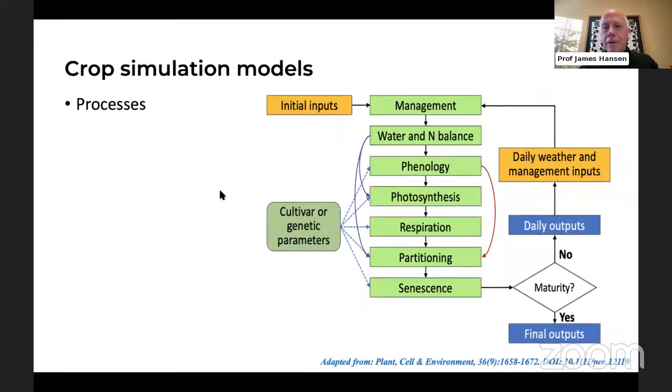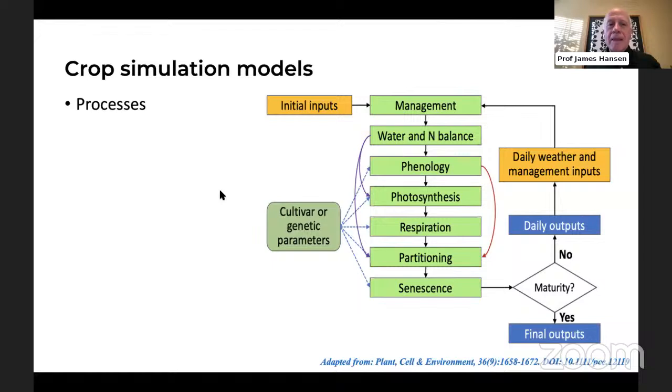A typical crop simulation model might simulate management decisions, soil water, soil nitrogen balance, phenology, which is the rate at which the crop passes through development stages, photosynthesis, which creates biomass, respiration, which is one mechanism by which it loses biomass, and partitioning between different plant parts, which is important to know what will be the yield of grain or tuber or other storage organs that are sold or consumed. And then later in the growing season, senescence, death of the crop.